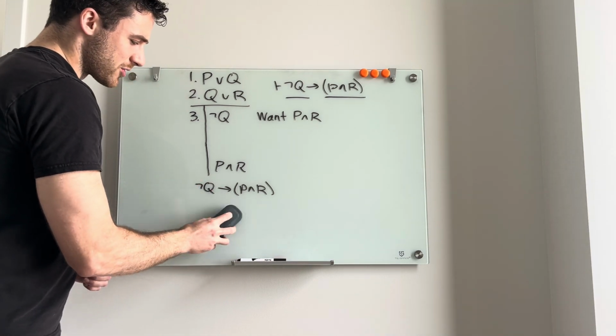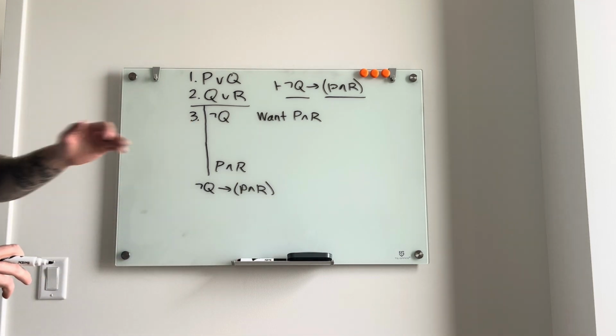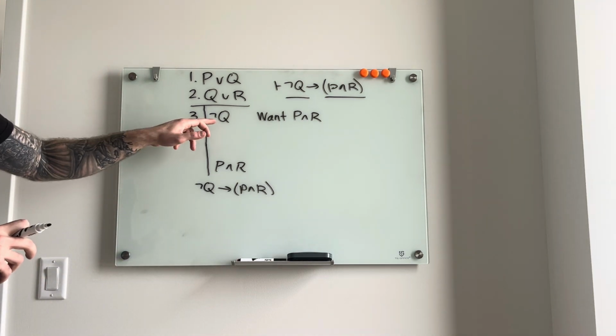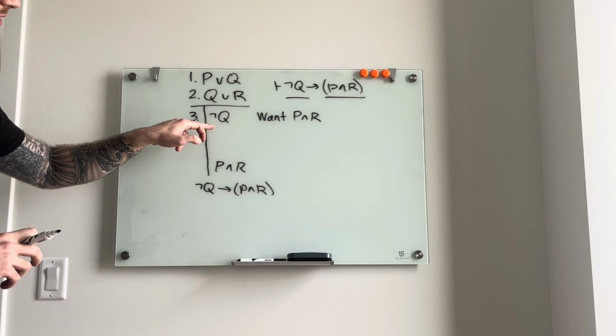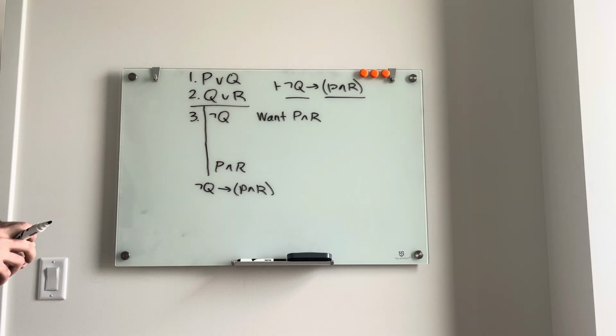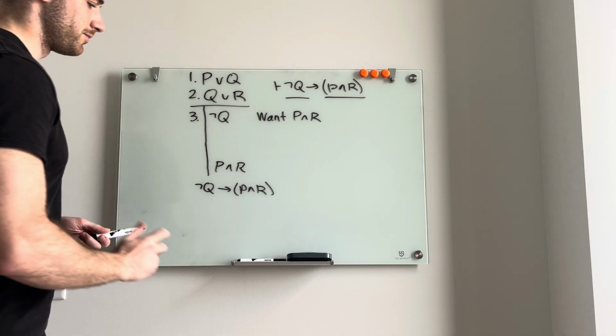So if you had a little trouble starting the proof, see if you can fill out these missing steps. See if you can use the sentence negation Q to get yourself to P and R. So go ahead and try that real quick.